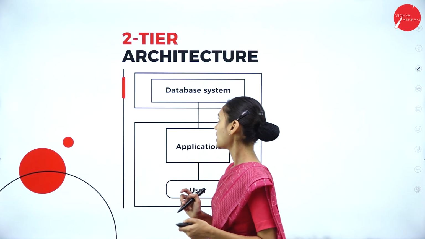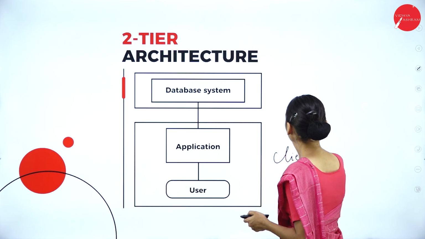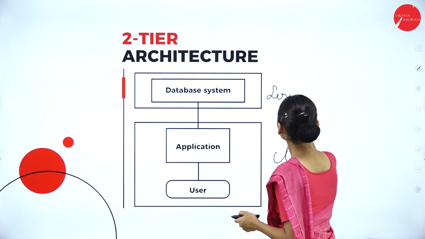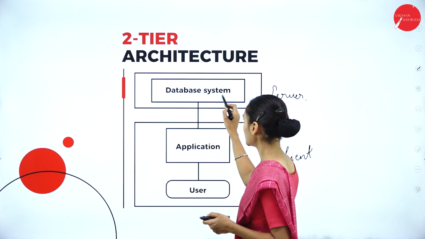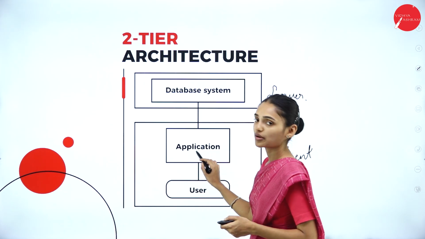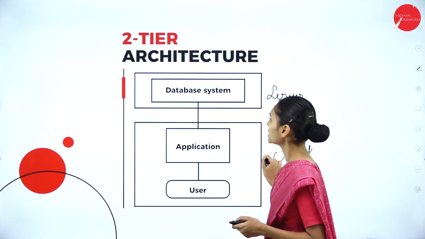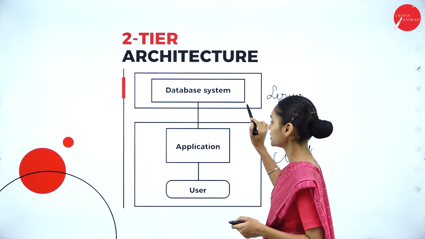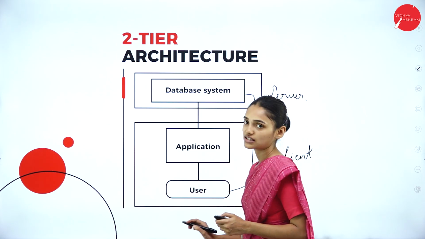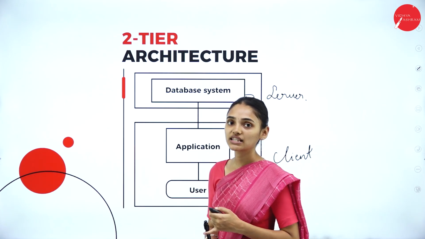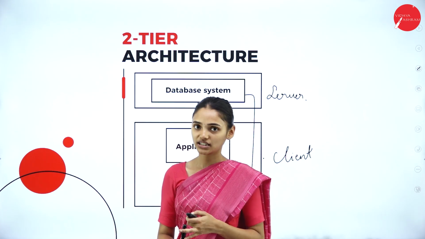Next is two-tier architecture. Here we have a client side and a server side. In two-tier architecture, we have the database system, user and application. The user and the application are on the client side and the database is on the server side. Here the user is directly communicating with the database system, and we use APIs like Open Database Connectivity and Java Database Connectivity.